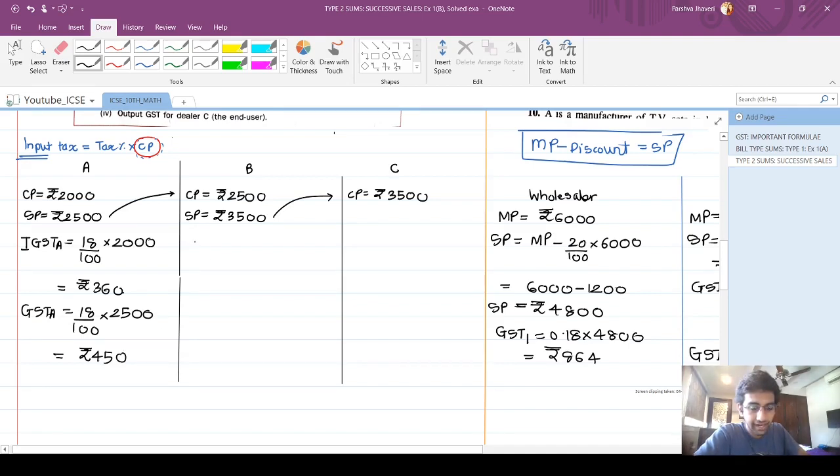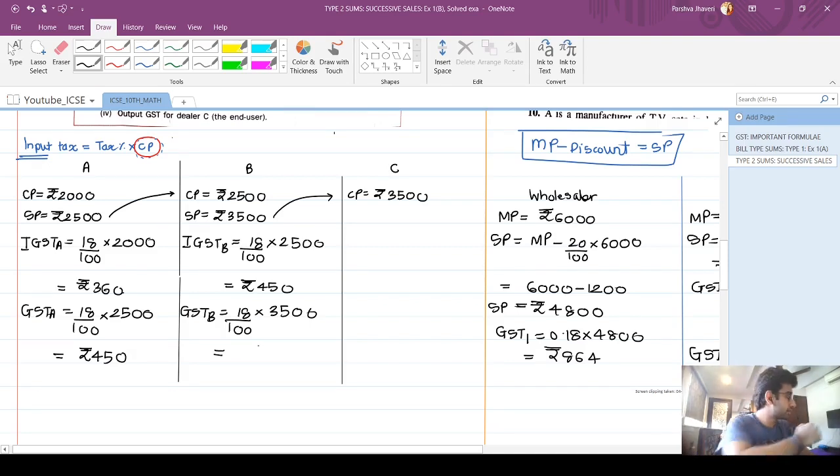Then we can find the input GST for B, that's IGSTB, which will be 18% into CP of B. CP of B is 2,500. So here it is 450. And we will find the normal GST for B, which will be 18% of 3,500, which is nothing but 18 into 35, which is 630.